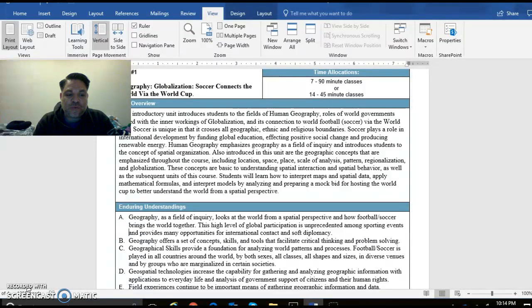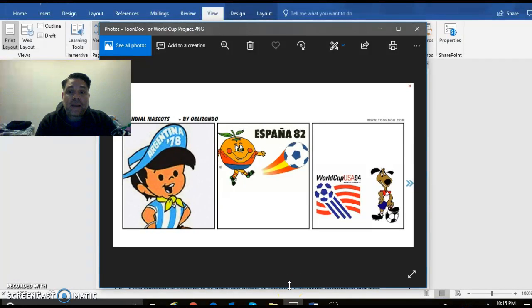Therefore, AP Human Geography students will learn how to interpret maps and spatial data, apply mathematical formulas, and interpret models by analyzing and preparing a mock bid for hosting the World Cup to better understand the world from a spatial perspective. Students will use digital resources as a vehicle for dialogue to present their country's respective bids. Students will learn how to use digital tools such as ToonDoo, which you will see an example here, provided as an example for students to create their own mascots and use images to market their country for a World Cup bid.